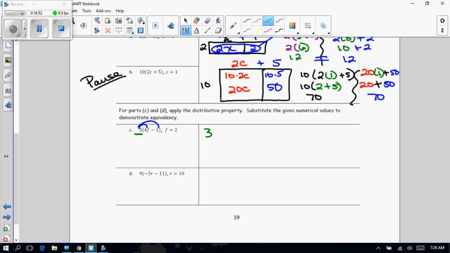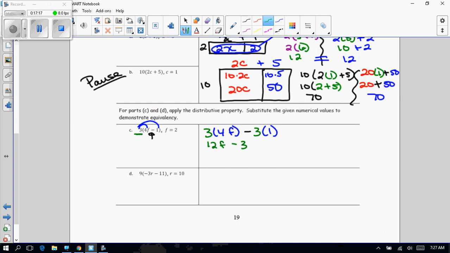So I'm going to do 3 times 4F. I'm going to put in the minus because there's that subtraction sign there, right? Or you could do the negative first if you want. And then 3 times 1. Okay? So I'm going to plug that in, see what we get. So 3 times 4, this is 12F, minus 3 times 1, which is just 3.